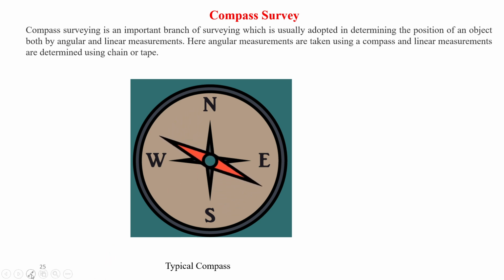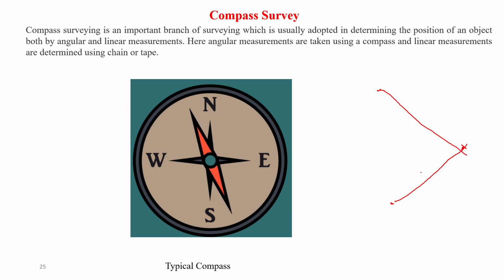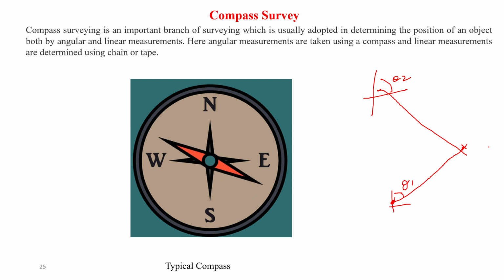Suppose we have to fix the location of a point. We will take observations from two stations. What is the angle of the line from this point, and what is the angle of the line from the other point? This is angle theta 1, and from here we can say it is theta 2. So we can fix the location of this point. That's why we are going to conduct the compass survey. Actually, the aim of compass survey is to locate the direction.